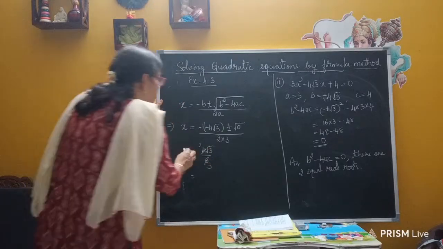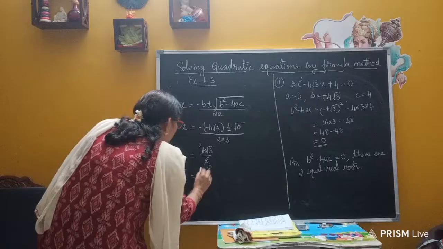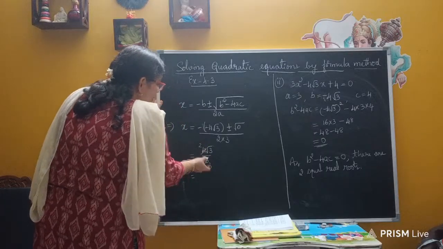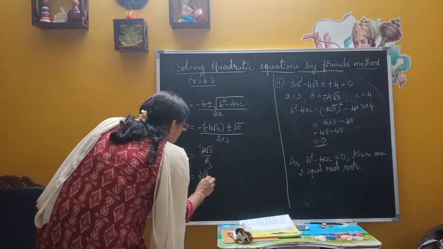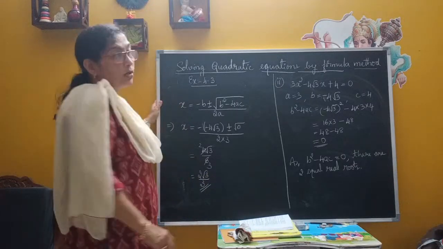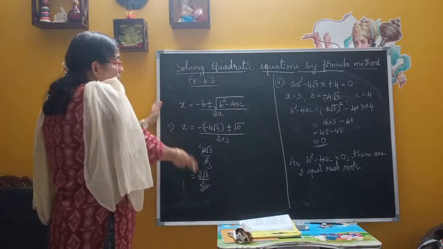Okay, so it is 2 2s are 2 3s are. So we have two values. It is two equal values. Both the values are got here. Okay, so it is 2 root 3 by 3, or 2 by 3 root 3. This is the value, two equal values.